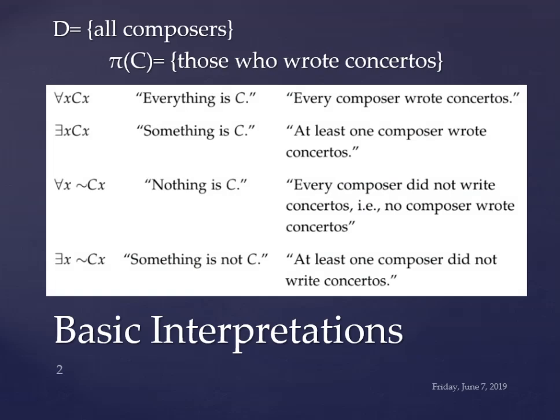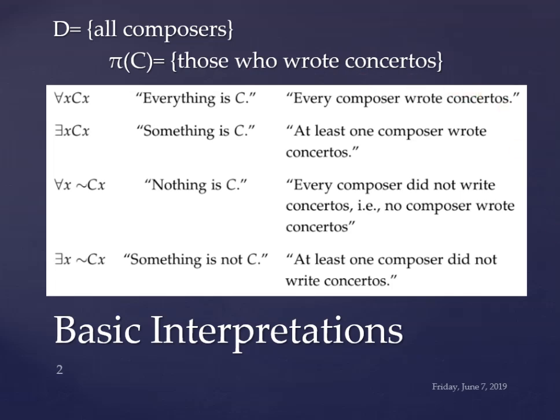In this case, we're talking about all the composers in the world, and our predicate is those who wrote concertos. When you see something like this, for every x, x is C, or all the x's are in C, so everything is C, given what we've stipulated here, this says that every composer wrote concertos. Some x is C: there is some x such that x is C, or something is C. That means some composer wrote concertos, or at least one wrote concertos. That's the predicate, wrote concertos, not wrote a concerto.